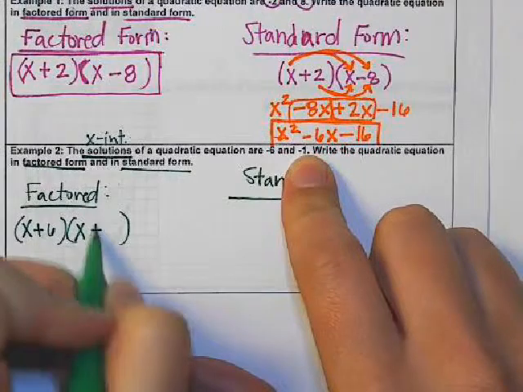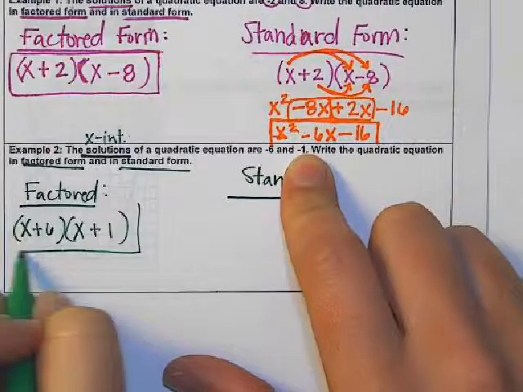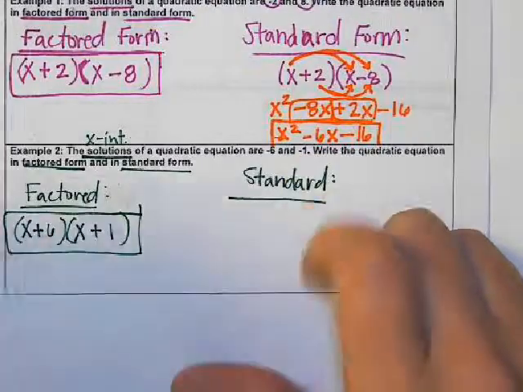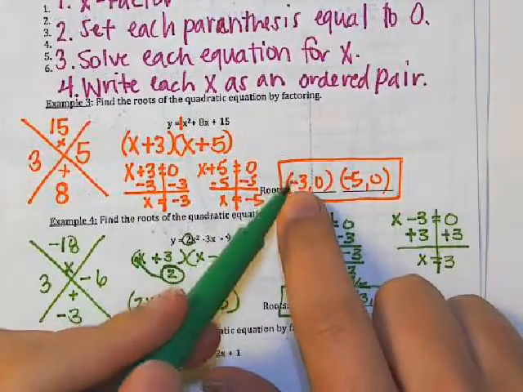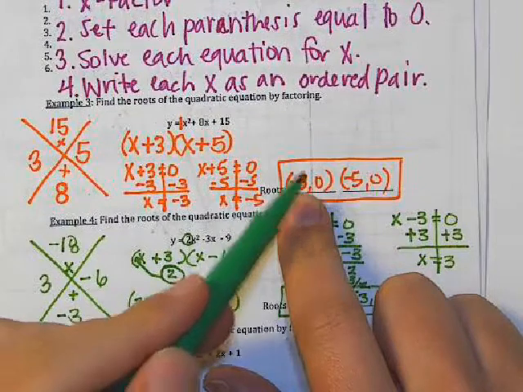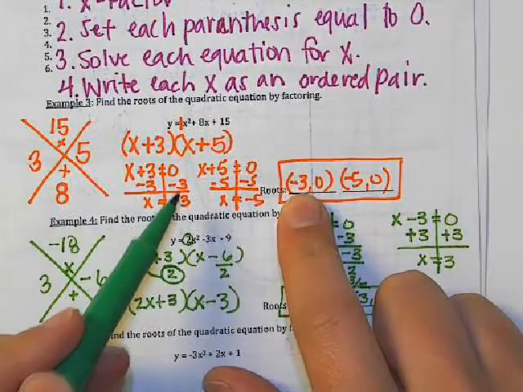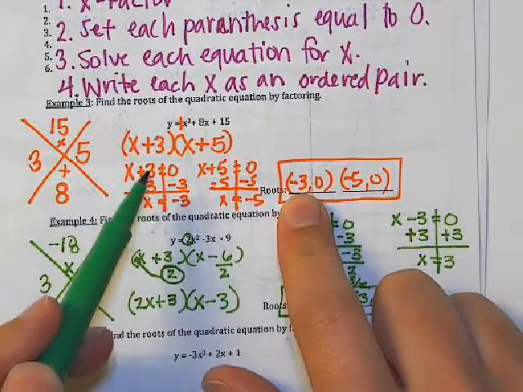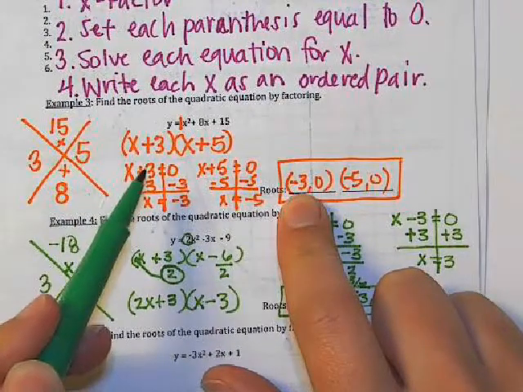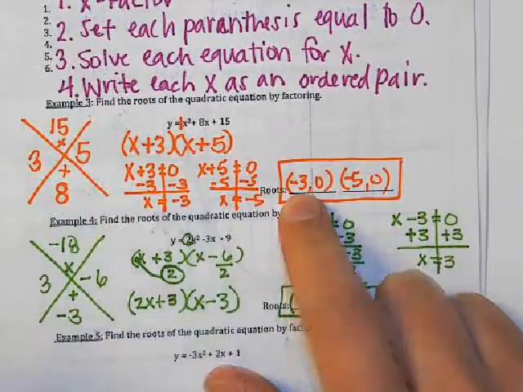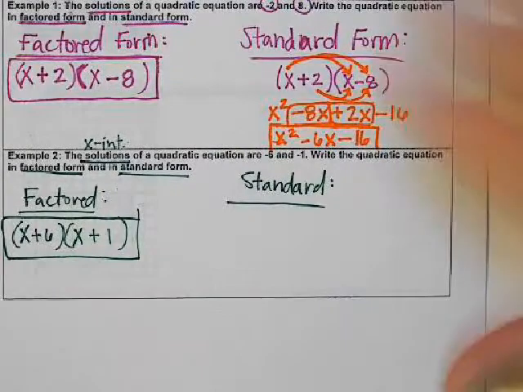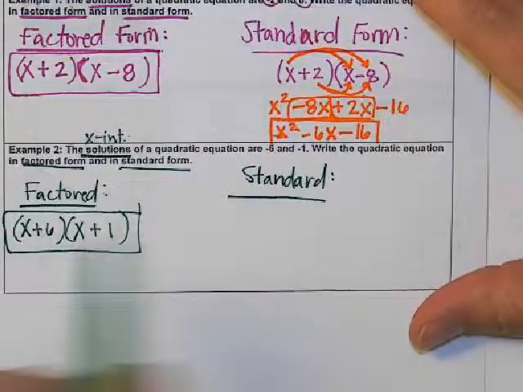Does everybody understand why we changed those? Why do we change those? Because I'm working backwards, right? It goes from a -3, and if I was to move this 3 back to the original side, it would become a +3 before I move it. Make sense? Okay. So now how do I go from factored to standard?